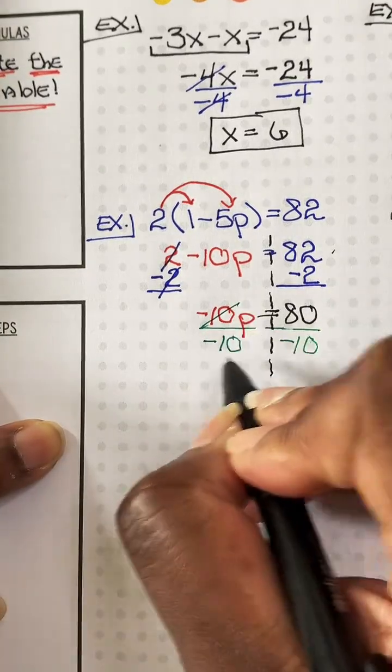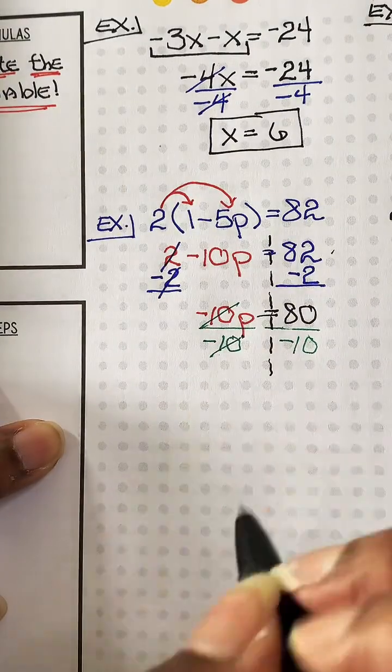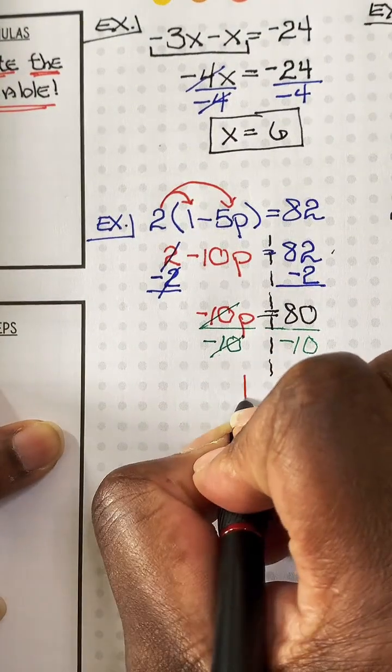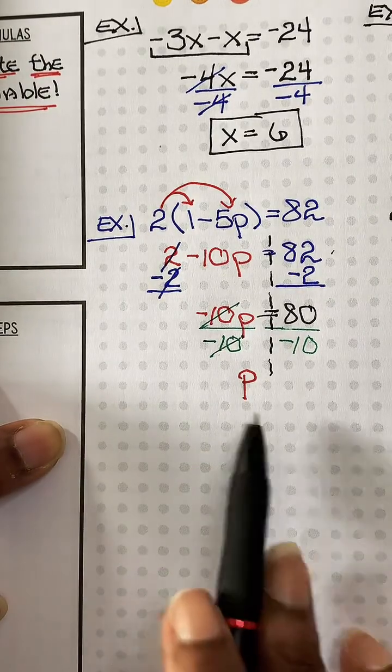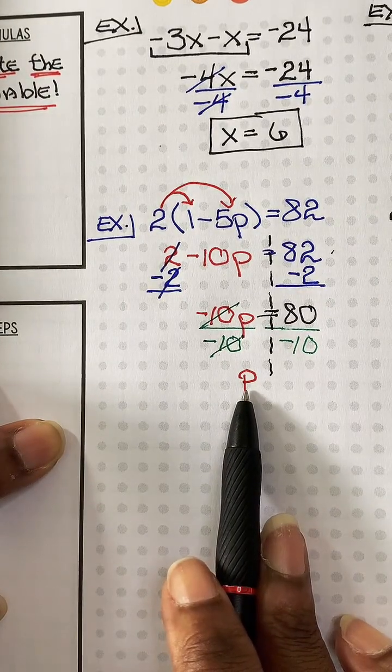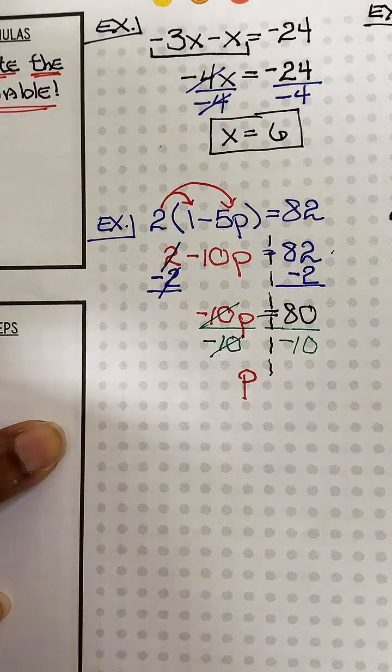So negative 10 divided by negative 10. That gives me 1. But I don't need to put the 1 because I still got the p. Bring down that 1p. You see how many p's there is? There's just 1 there. So bring down the 1p. Now we got the equal sign.